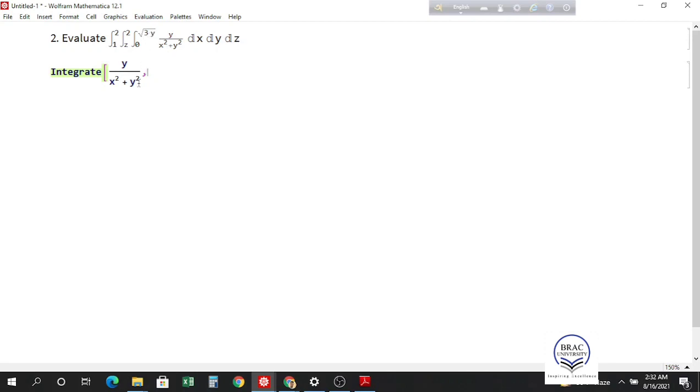So z goes from 1 to 2, so write z, 1, 2. Then the limit of y, which is from z to 2, so y, z, 2. Then the limit of x, which is from 0 to square root of 3y. If we press shift enter now, we'll get the output. Mathematica is solving the integral.